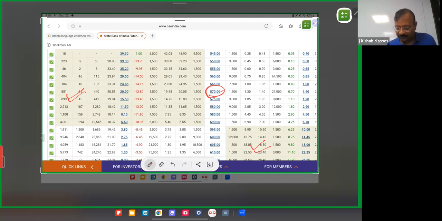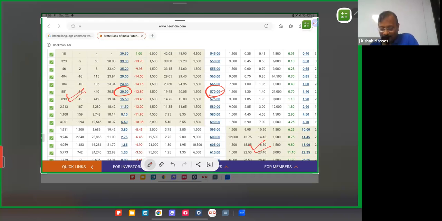Look at the premium. This is the premium. 20 rupees is the premium, right? Now what is the breakup of this 20? How much is the intrinsic? 17. And how much is the time value? 3. 20 rupees is the premium, no? Out of which 17 is the intrinsic and 3 is the time.